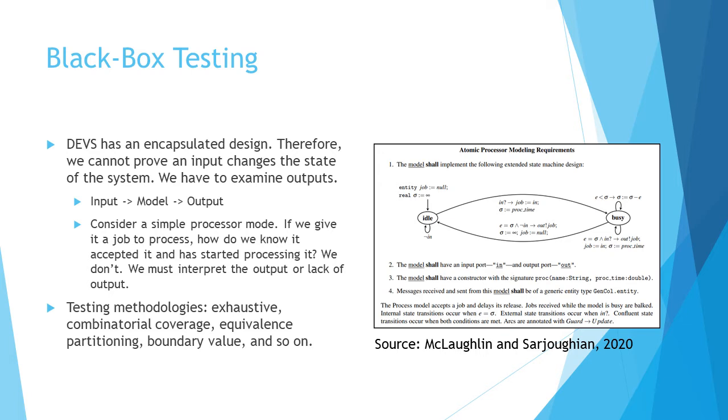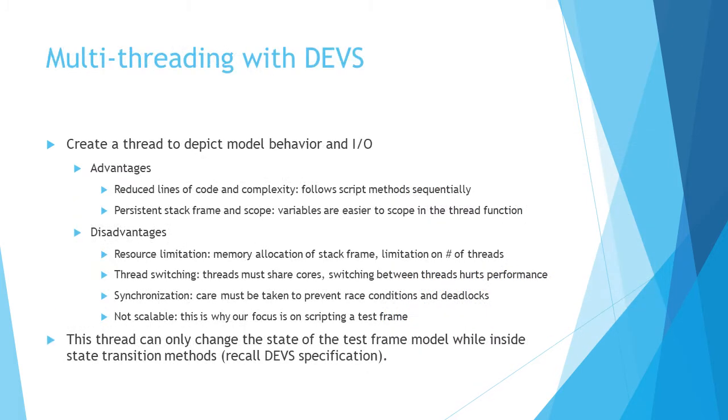This is the weakness of black box testing. The black box could have numerous state transitions and cover a lot of code before the output is generated. There are a lot of techniques for black box testing, most of which require some requirements model to extract inherent complexities and logic from. Here are the advantages and disadvantages of scripting a model's behavior in a separate thread.